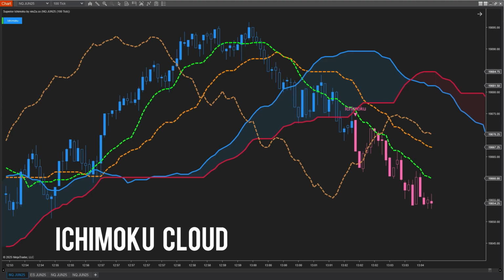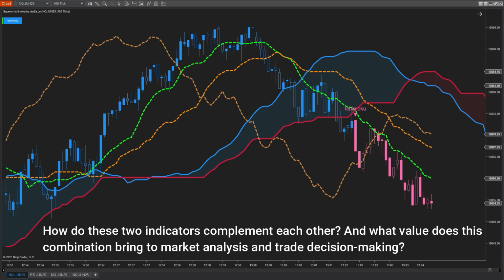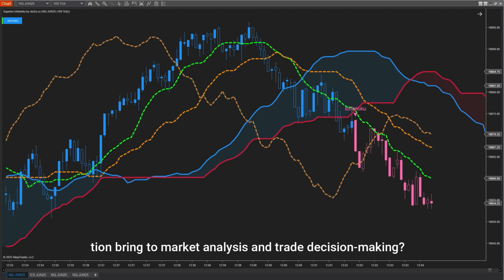Many of you are probably familiar with Ichimoku Cloud, a well-known trading indicator that remains widely used by traders today. Ichimoku is valued for its ability to identify trends, provide support and resistance levels, and gauge price momentum. This time, we want to introduce a new indicator that combines Ichimoku Cloud and Fibonacci retracement. The key question is, how do these two indicators complement each other? And what value does this combination bring to market analysis and trade decision-making?